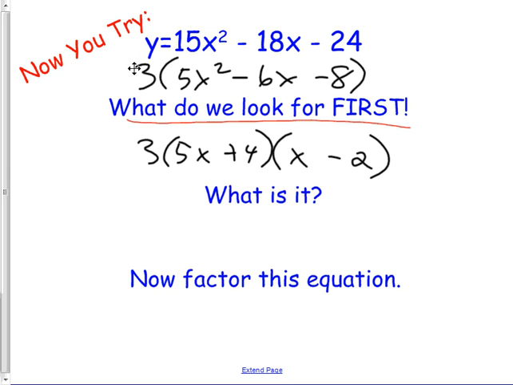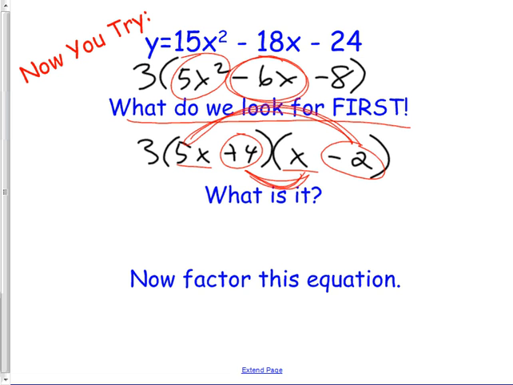All right, now let's see if you're right. It's pretty easy to tell. I do my first, that times that, and it makes that. Good. Then I do my outside and my inside, and that makes -10, and +4 makes -6x. And the lasts make -8. You are so right. Raise your hand if you had that one right. Okay, good. That is pretty tough factoring.